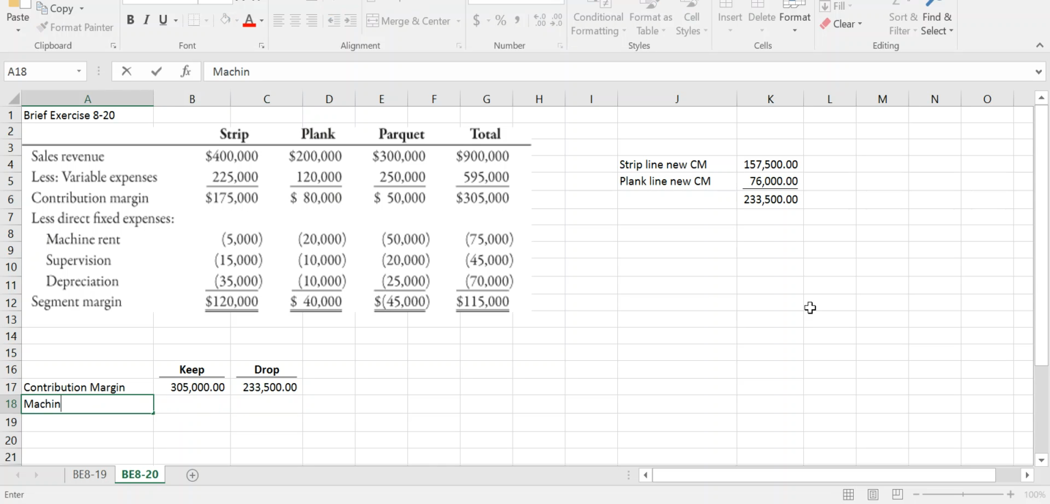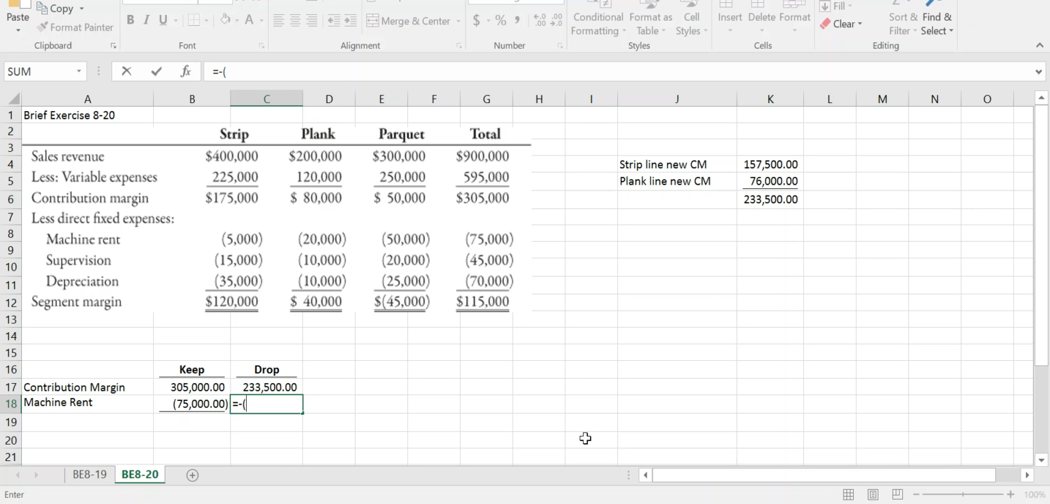So we have our machine rent. If we do nothing and we keep all three product lines, we're going to have to pay $75,000 in machine rent, which again you see right over here. If we drop it, we only have to pay 20% of that Parquet flooring line. Remember, they told us that 80% of it is relevant, which means that 80%, or $40,000, of that machine rent will go away if we drop that Parquet line, and 20%, or $10,000, will remain.